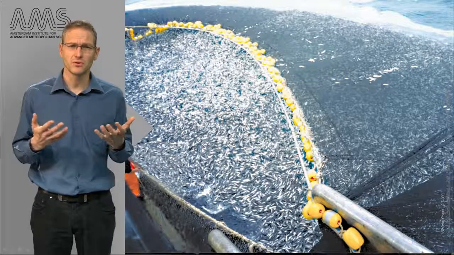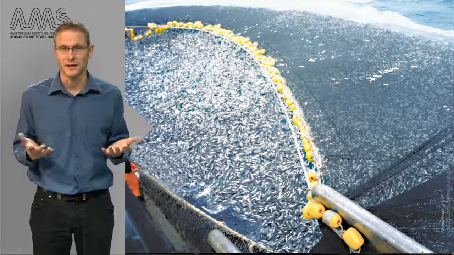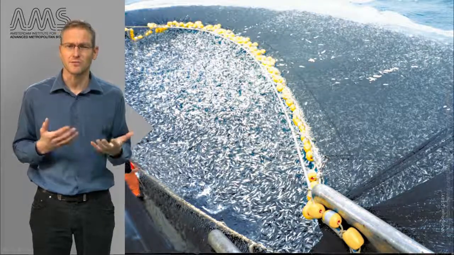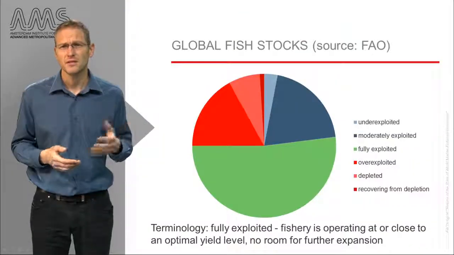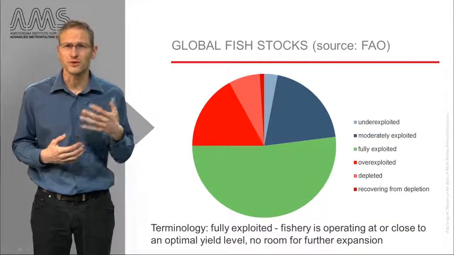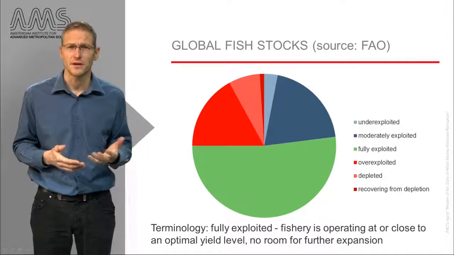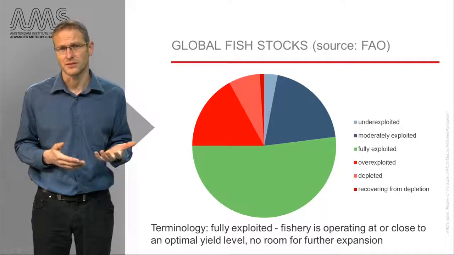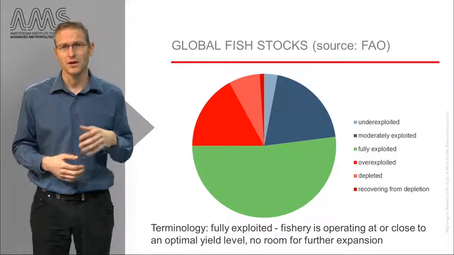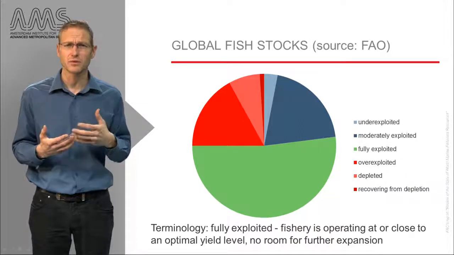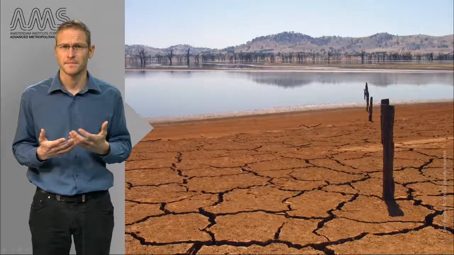Another example is fish. Fish is a renewable resource because, if managed well, it can be reproduced at the same rate or faster than it is used up. As you can see, 25% of the global fish reserves are overexploited, depleted or recovering from depletion. About 50% is being fully exploited, while only the remainder is moderately exploited or underexploited.